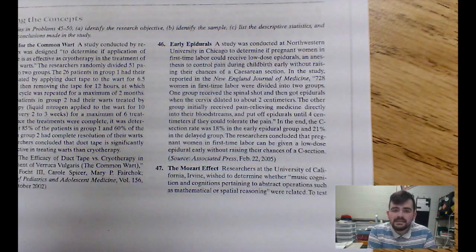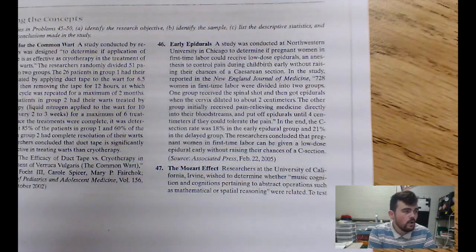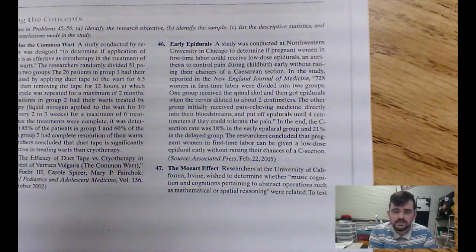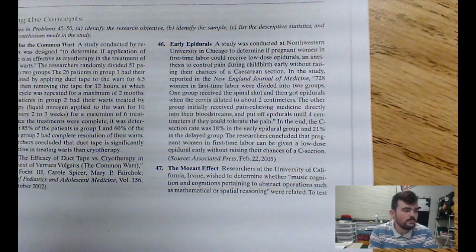B, identify the sample. The sample was those 728 women who were in first-time labor. C, the descriptive statistic was the C-section rate: 18% in the early epidural group and 21% in the delayed group. That was the descriptive statistic. 18% in the early group, 21% in the delayed group had to have a C-section.